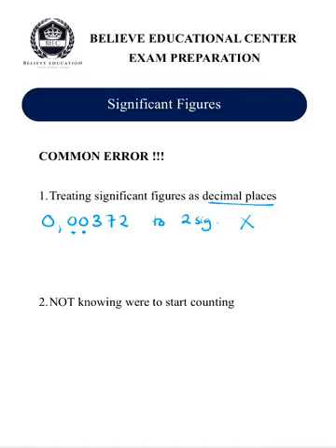And number two, the students don't know where to start counting from. If a student has been asked to count to two significant figures, they start counting from this first zero, so they'll be counting from a wrong place. So we need to correct that. Let's look at this.